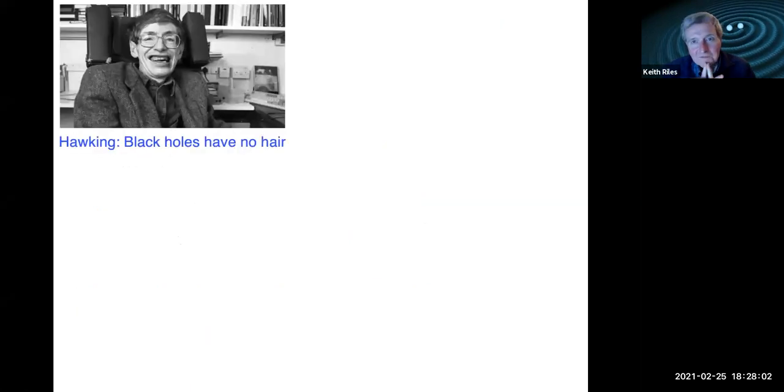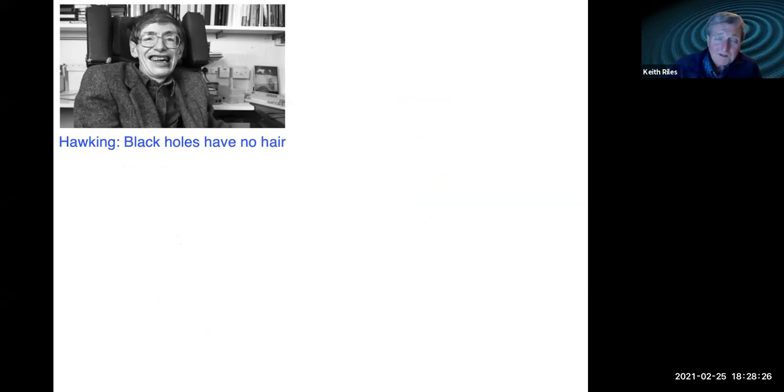So Stephen Hawking is famous for many things. One of the things he's famous for is his statement that black holes have no hair, by which he means that black holes can be characterized by basically their mass, their angular momentum, and, if they have any significant electric charge, by that amount of charge. And that's pretty much all you need to know. It's all you can know about a black hole.